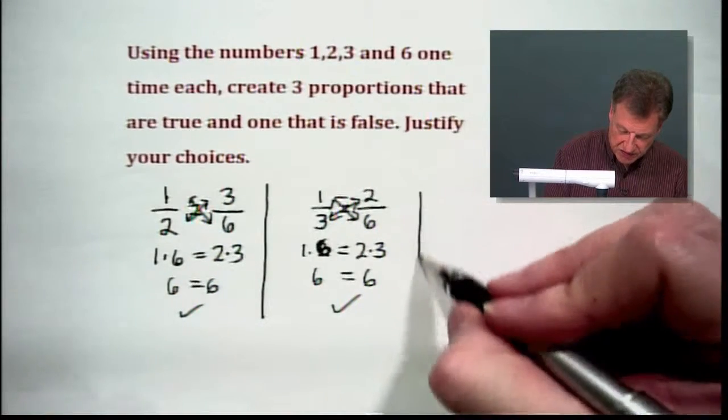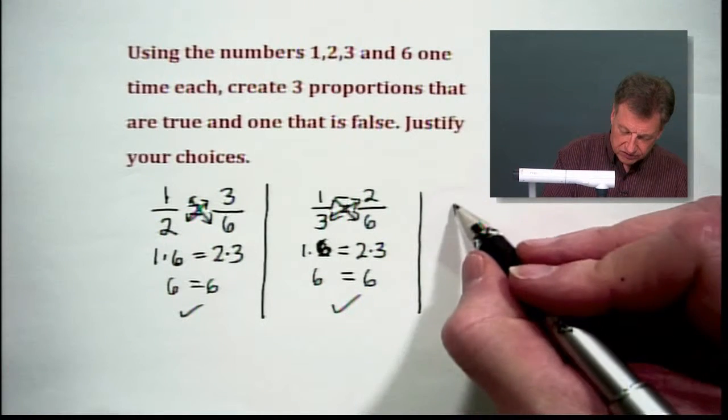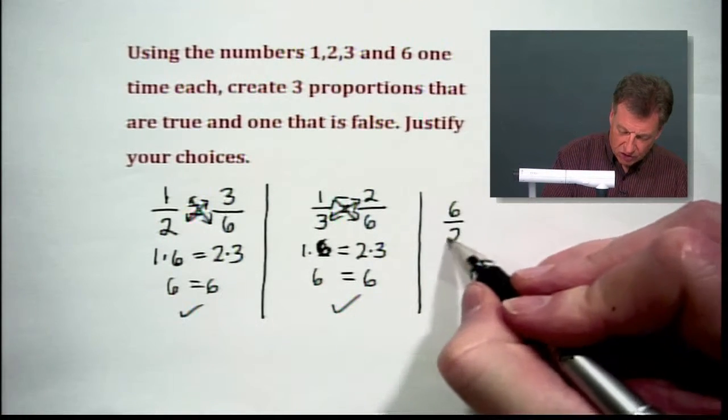I bet someone's out there saying, I'm going to put 1 over 6. And we'll try that in a minute. And it's not going to fly, is it? We got a problem there. Let's do one more option here. How about, you ready for this one? How about 6 over 2?